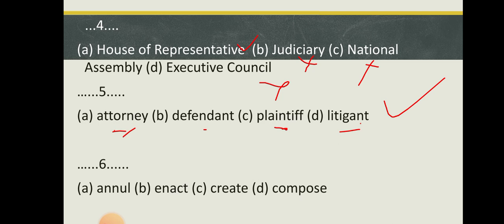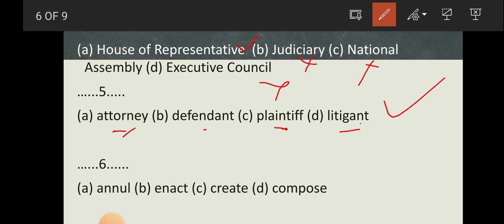It's for government students because that's the reason why I said they will be the one to relate. Okay, so the function of the Senate is to dash law. Option A says annul law, B enact law, C create law, D compose law. So to me, compose is not there, create is not there, more likely annul is not there. So the best option is option B, which is enact.